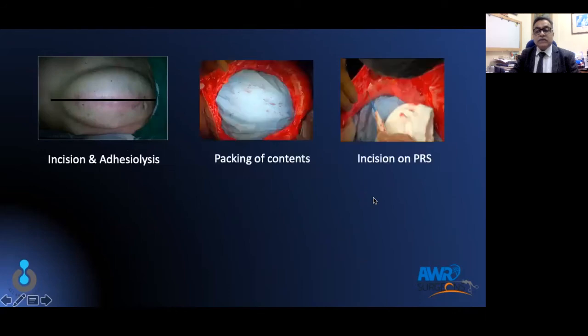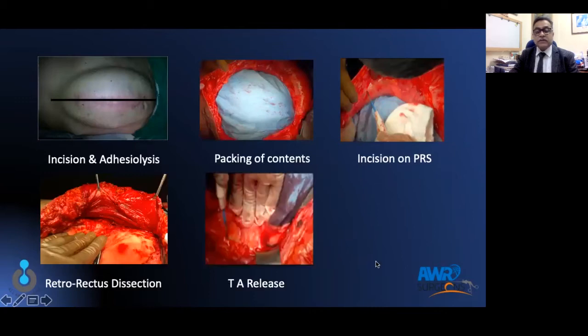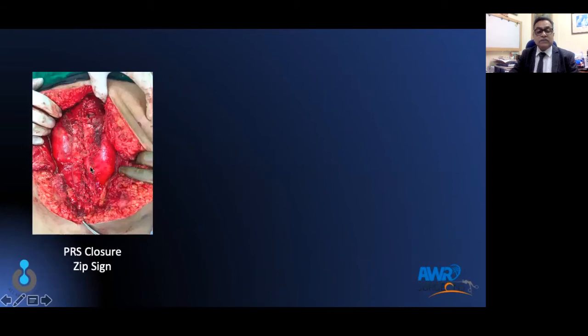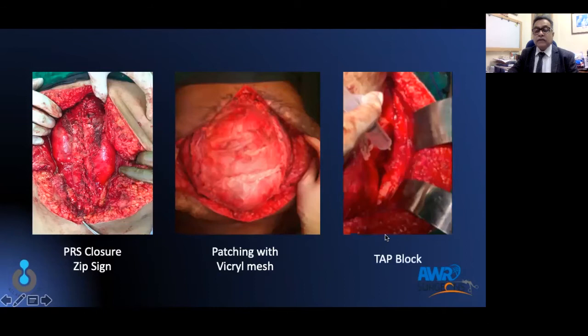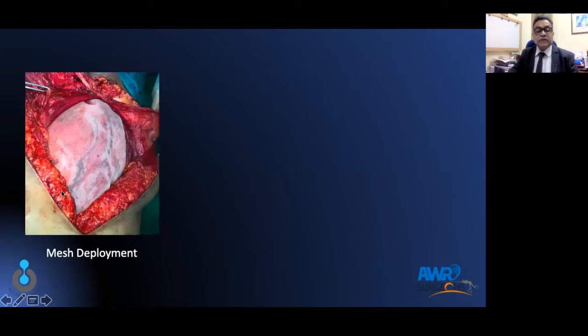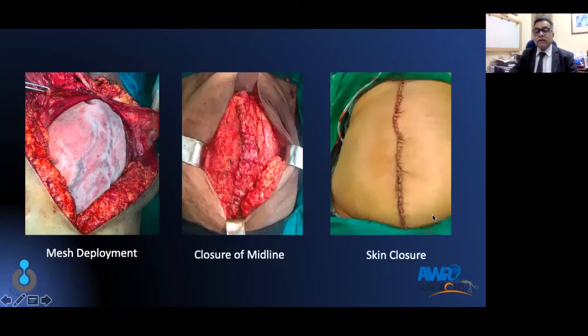These are the different steps of surgery, which include incision, packing of the abdomen, incision of the posterior rectus sheath, retrorectus dissection, TA release, and retromuscular dissection, followed by posterior rectus sheath closure with the zip sign, which you can see when you are done comfortably. When you cannot, in some patients with intraperitoneal meshes being excised, you may have to patch it up with vicryl mesh. So every person doing a posterior component separation must have vicryl mesh available. Also the TAP block before the end of the procedure, followed by insertion of a very large piece of mesh, which is usually medium weight polypropylene, but sometimes in LOD it could even be heavyweight polypropylene, and then closure of the anterior abdominal wall followed by a perfect skin closure.